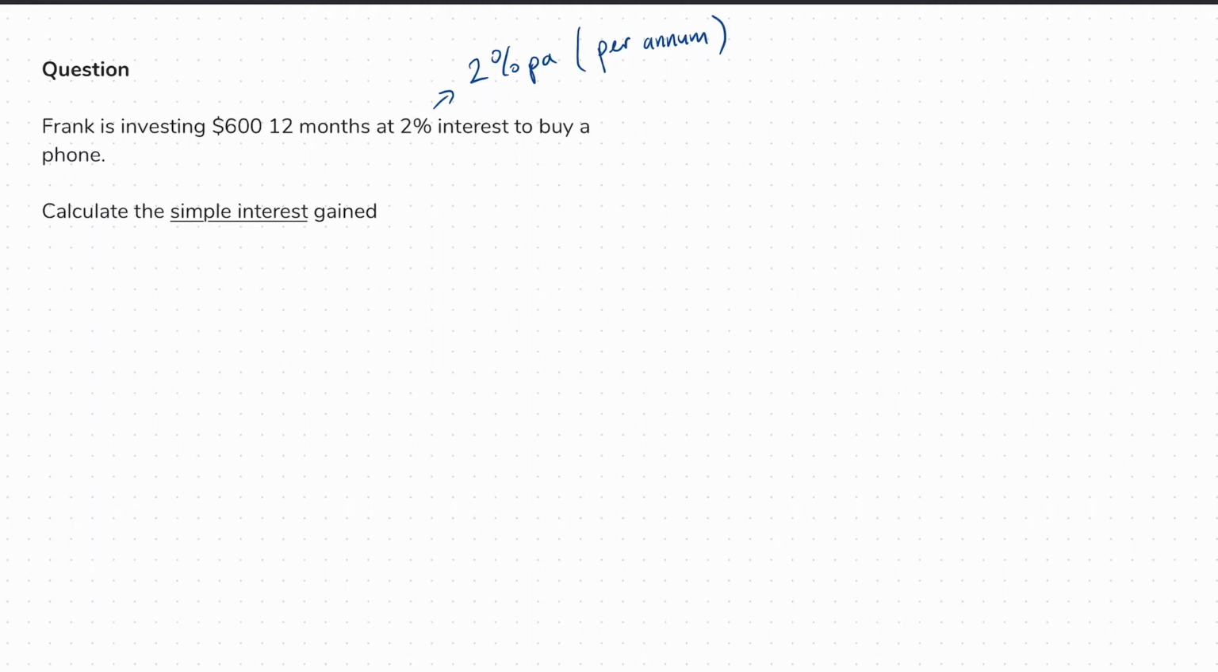So the way I want to solve this is using percentages. So how do I find 2% of 600? Well, I multiply it by 2% as a decimal, which is 12. 1% is 6, times 2 is 12. So I kind of already know the answer, right? The interest gain is going to be 12, which is probably not going to help him buy a phone.